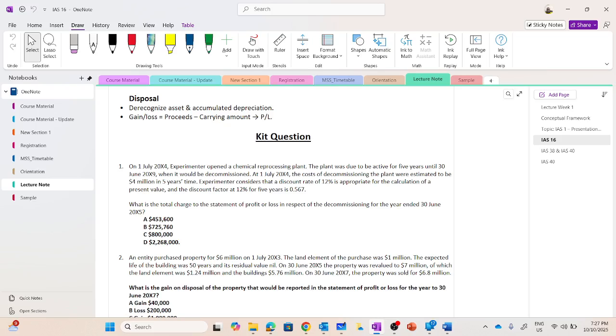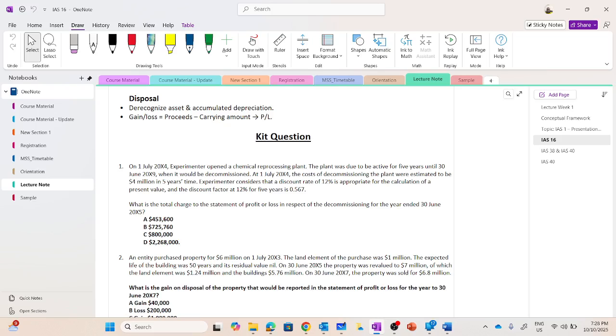At the 1st of July 20x4, the cost of decommissioning the plant was estimated to be 4 million in 5 years' time. So when we're talking about dismantling, this is the same concept. This is the past question. So the dismantle cost, or decommissioning cost, in 5 years' time will be 4 million. We need to discount this 4 million to present value as at the 1st of July 20x4. What will be the equivalent value of this $4 million?